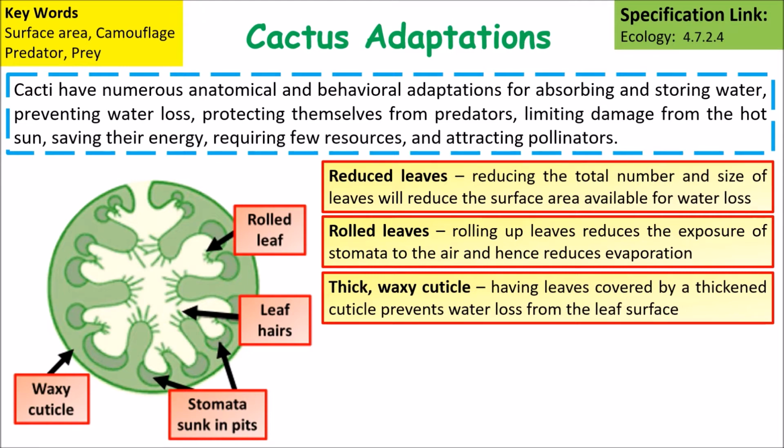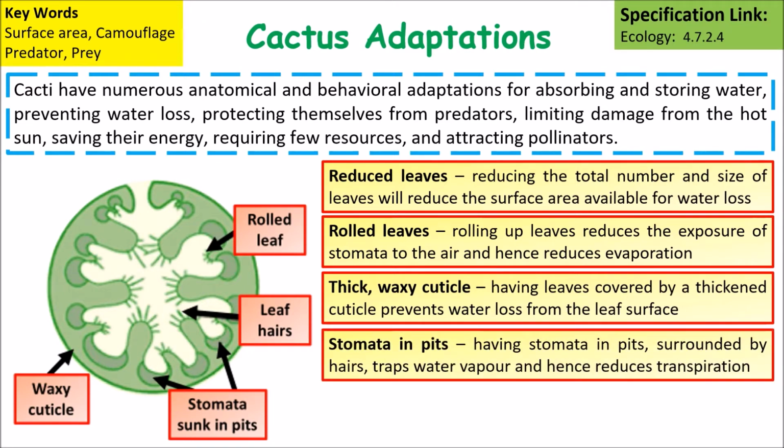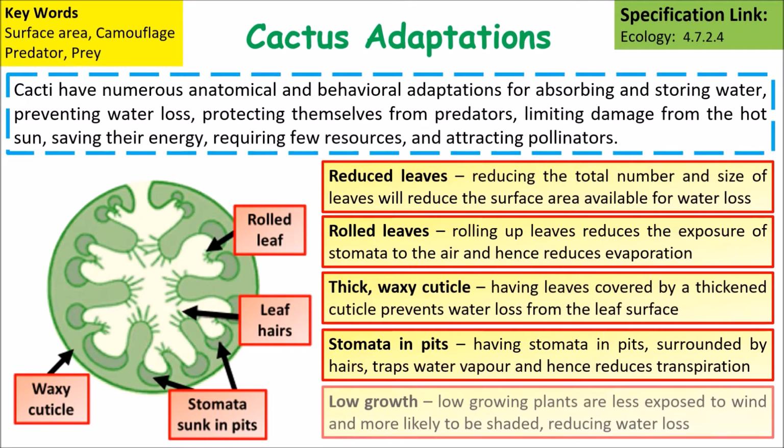The stomata are in pits, so having stomata in pits surrounded by hair helps trap water, hence reduces transpiration. And they grow quite slowly, so low-growing plants are less likely to be exposed to wind and more likely to be shaded, so therefore that reduces water loss.